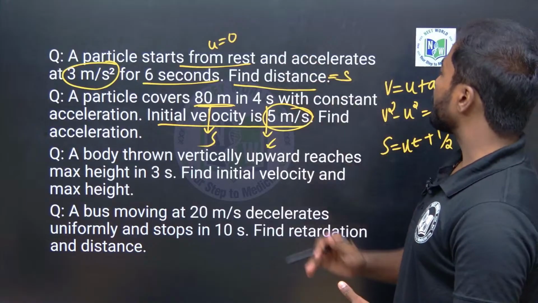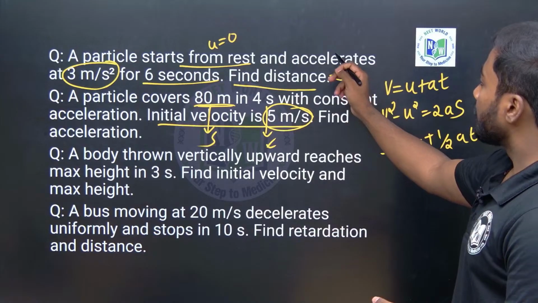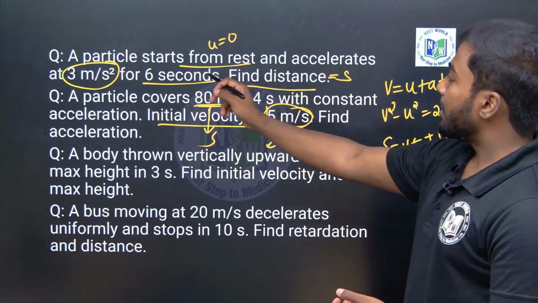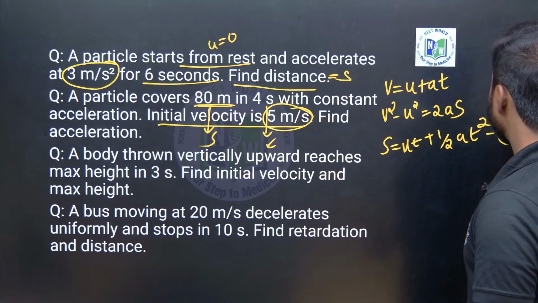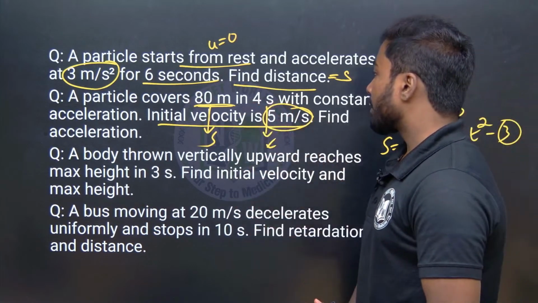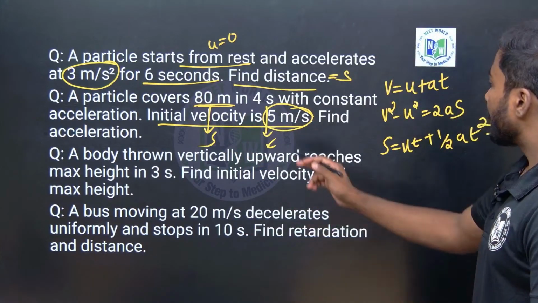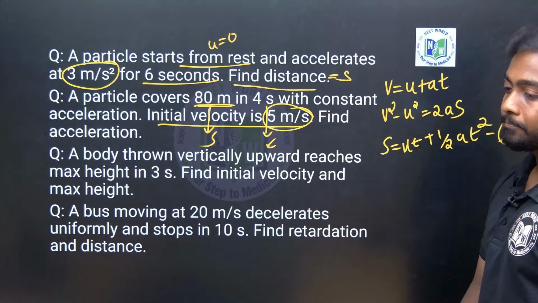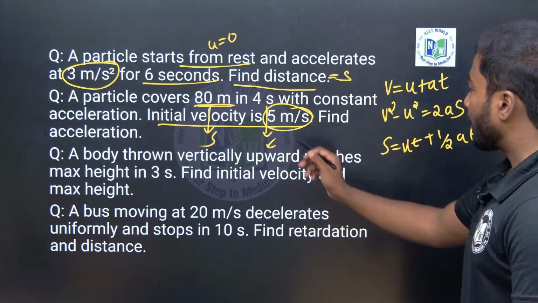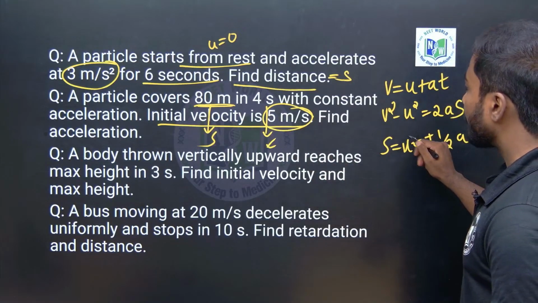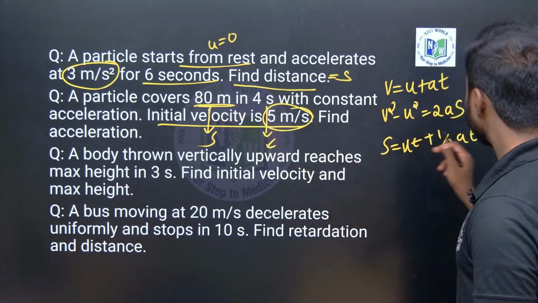So for the first question, what equation can I use? Acceleration is given, and I need to find the distance. t is given, a is given. s = ut + ½at². Equation number 3 I can apply. For the second question, 80 meters, s is given, t is given, velocity is given, and I need to find the acceleration. Same third equation: u is given, t is given, a I need to find, s is given as 80 meters.